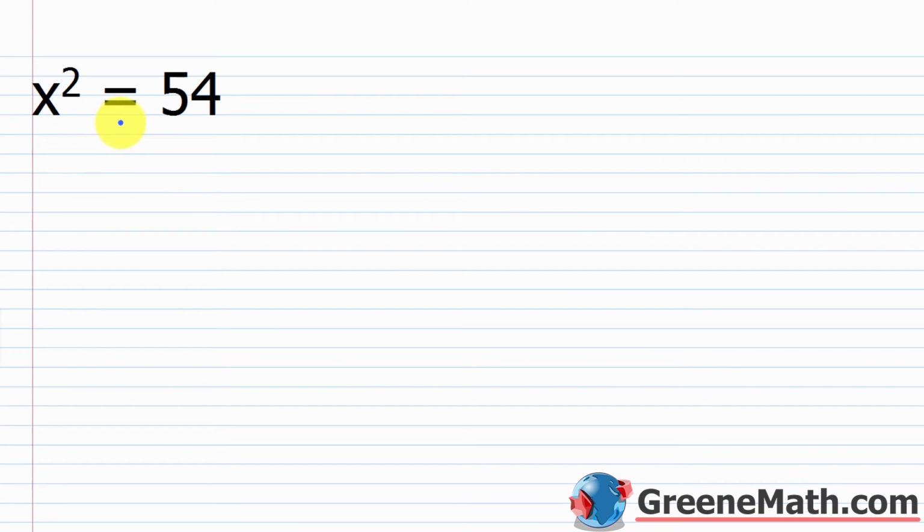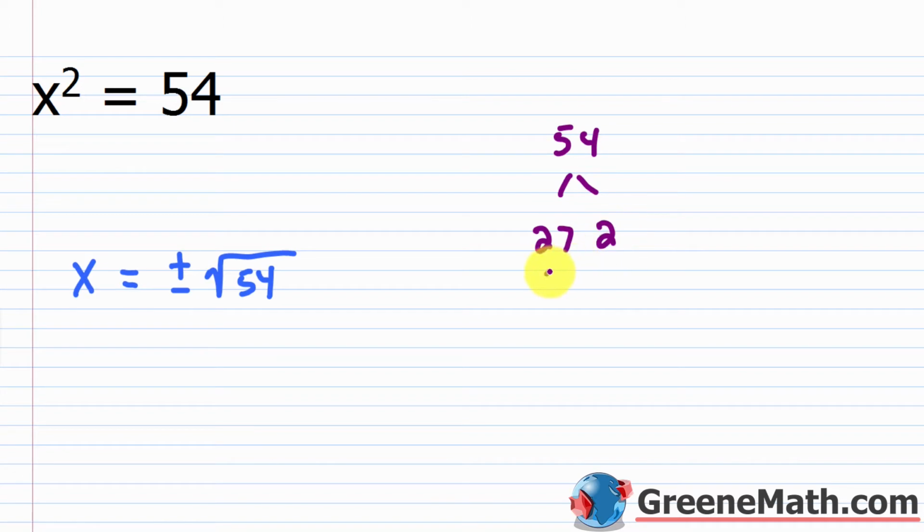So we have x squared equals 54. So again, if I want to solve this for x, I can use my property. I can say that x is equal to plus or minus the square root of 54. Okay, so what is 54? It's not a perfect square, so we can break this down. 54 is basically 27 times 2. We know 27 is 9 times 3. 9 is a perfect square because it's 3 times 3. All right, so you have those prime factors there.